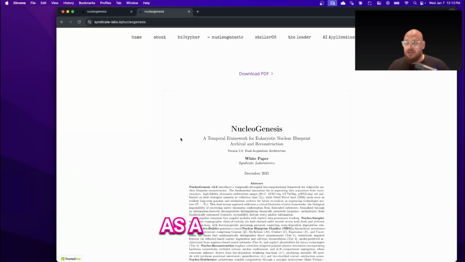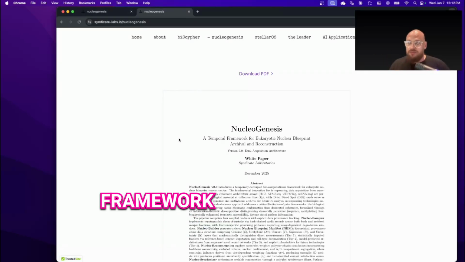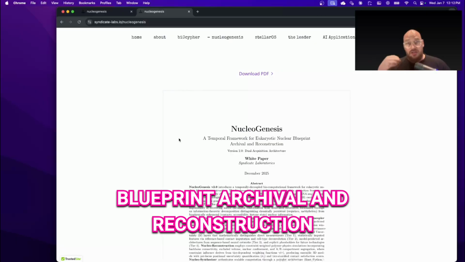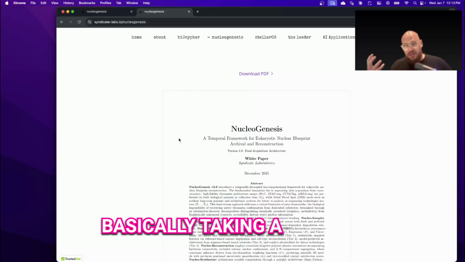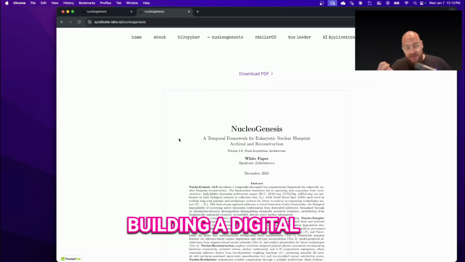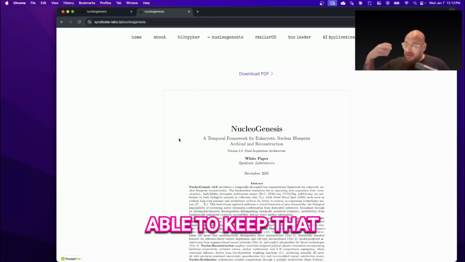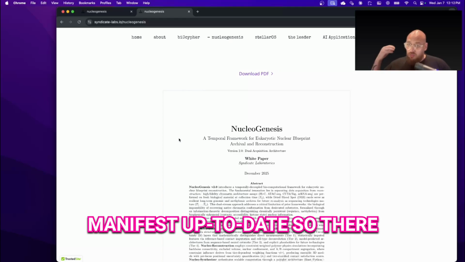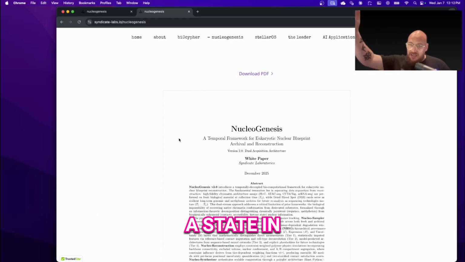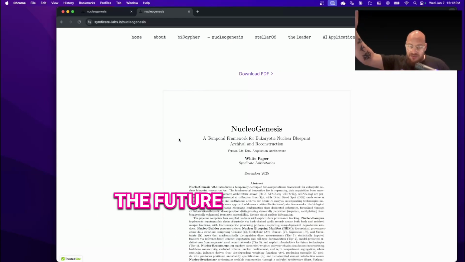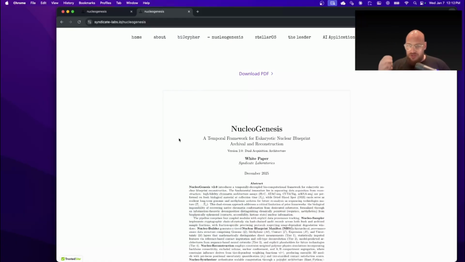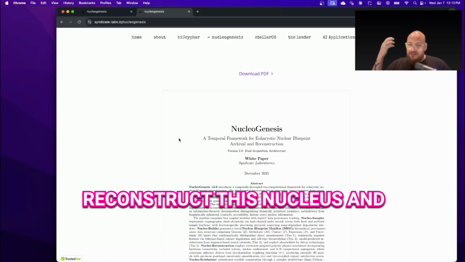NucleoGenesis, as a refresher, is a temporal framework for eukaryotic nuclear blueprint archival and reconstruction. So what that means is basically taking a nucleus, building a digital file or a nuclear blueprint manifest, and then being able to keep that manifest up to date. So once you get to a state in the future of synthetic biology, you could reconstruct this nucleus, and voila.